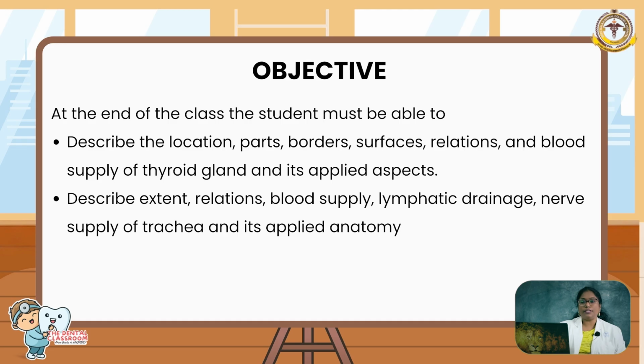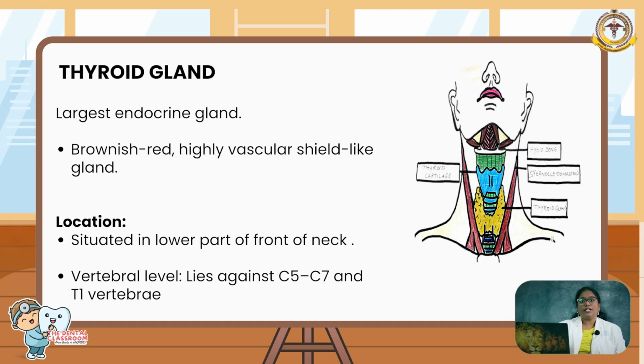I will start with the thyroid gland. The thyroid gland is a large endocrine gland, brownish red, highly vascular, shield-like, situated in the lower part of the front of the neck. Vertebral level: it lies against the C5, C7 and T1 vertebrae.